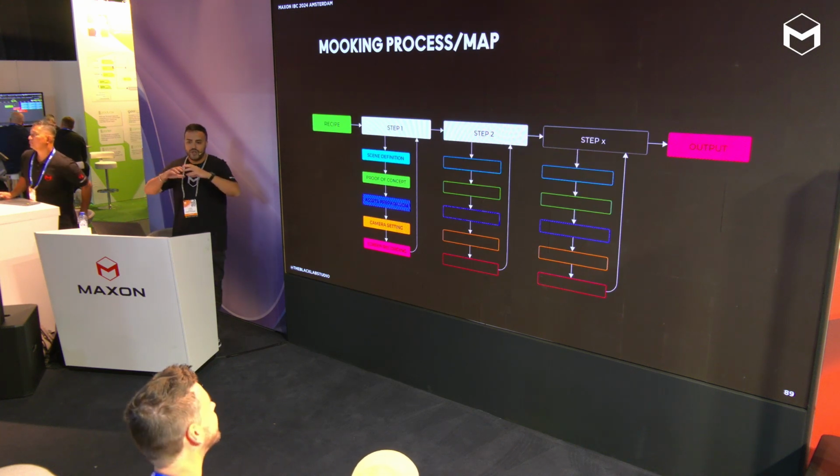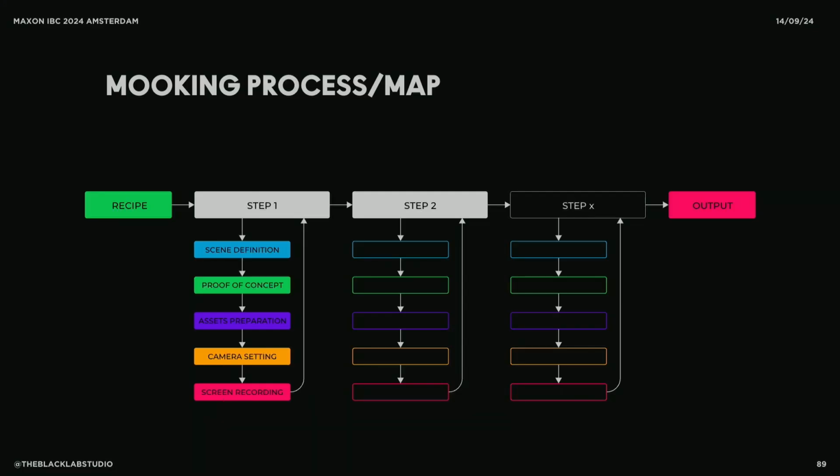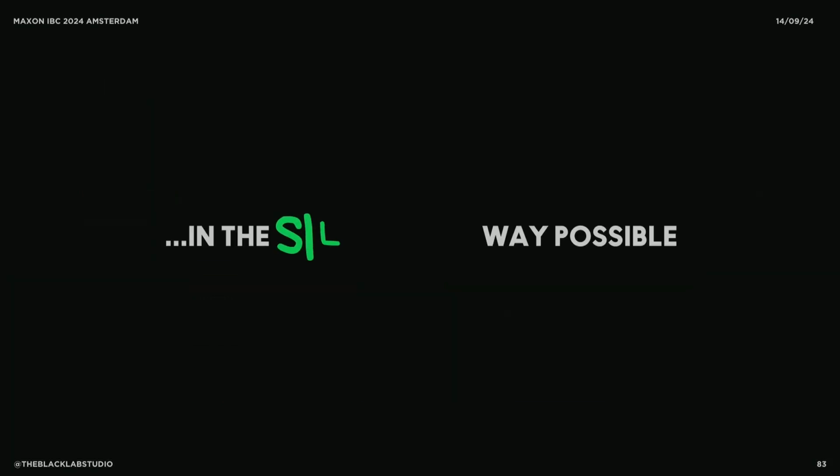So we all know how a recipe is made. It's made of steps, so for every step, I analyze it. I start with a scene definition, a proof of the concept, to try to represent how the scene could be with 3D, so finding the solution, preparing the asset, polishing everything, camera setting, and then screen recording. All in the silliest way possible.